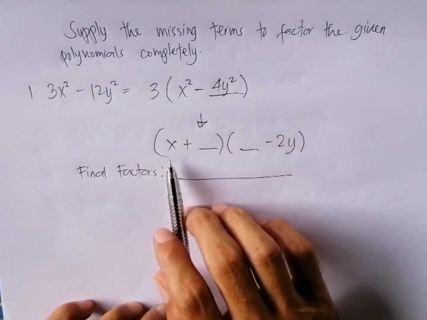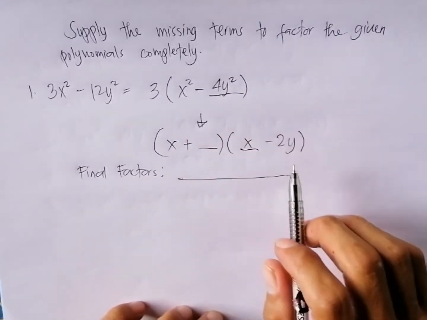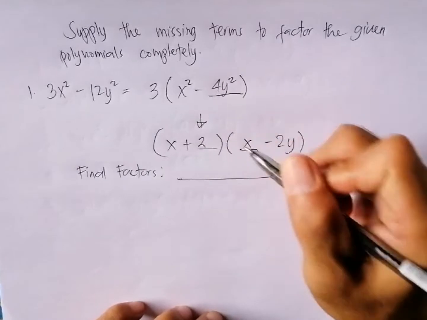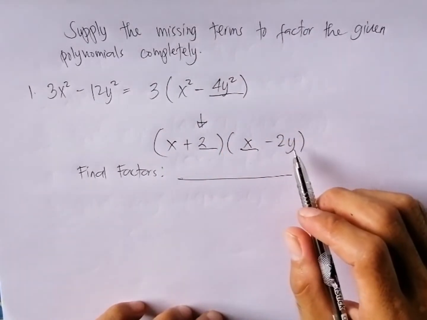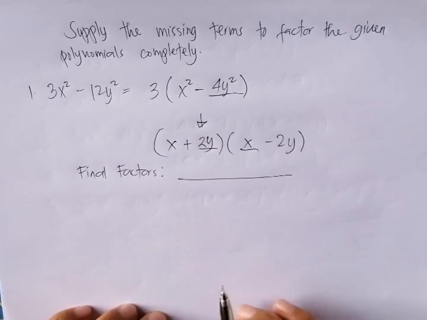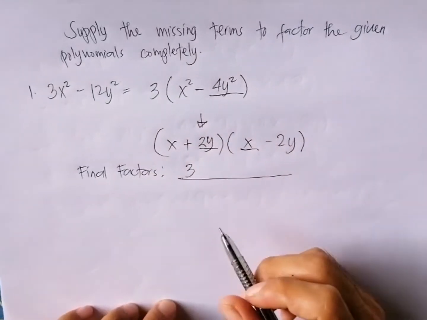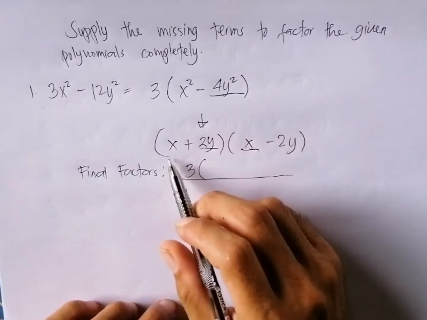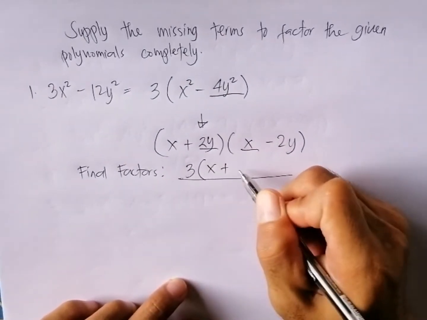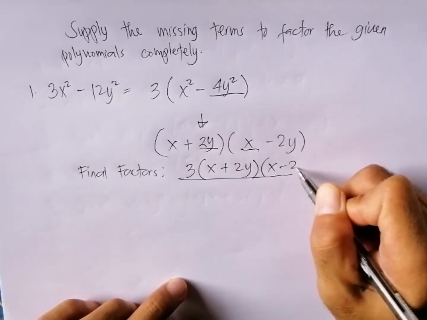Next is factor x squared minus 4y squared. So x squared divided by x, that is x. Then 4 divided by 2, that is 2. Then y squared divided by y is equal to y. Then the final factors, we have these 3. Then the factor of this, we have x plus 2y times x minus 2y.